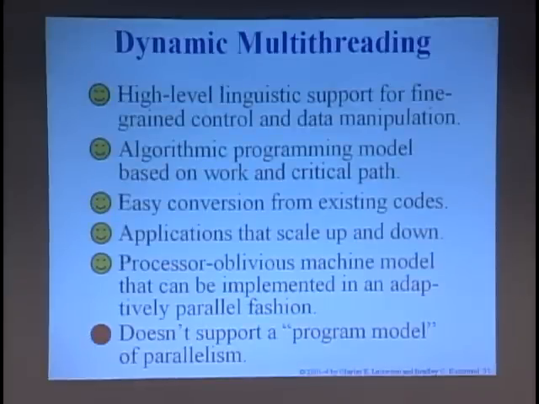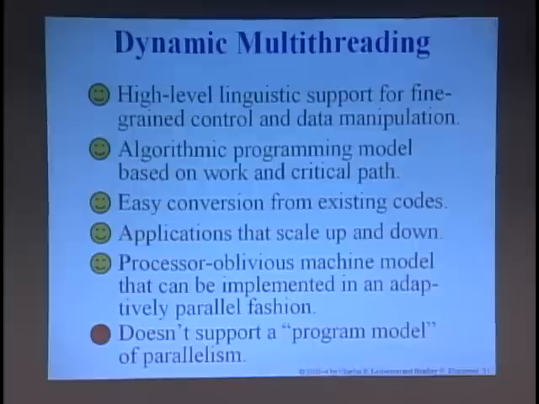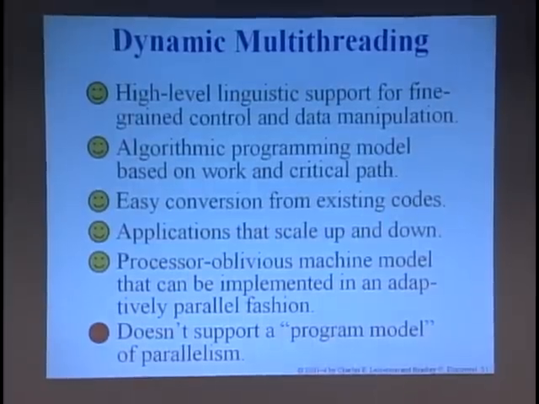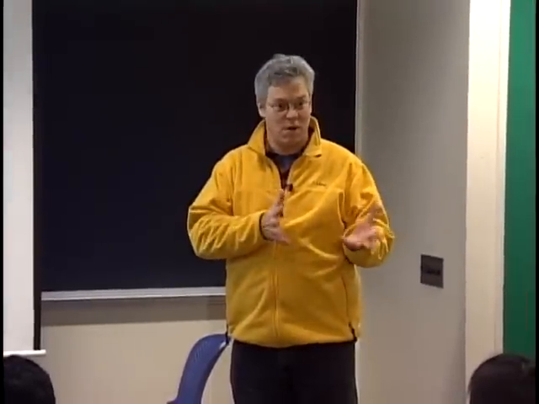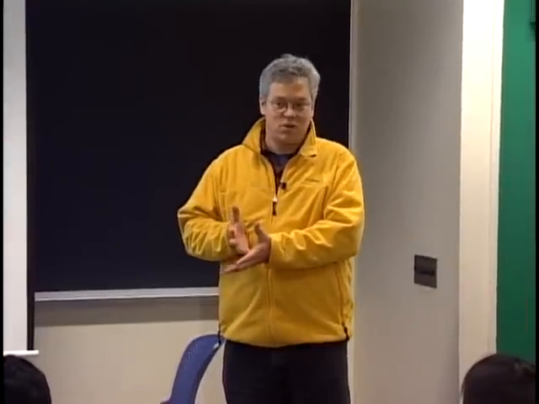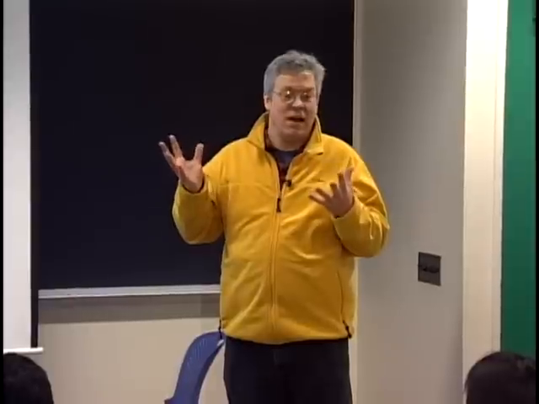So basically, the pitch here is that you get some high-level linguistic support for this very fine-grained parallelism. It's an algorithmic programming model, so that means you can do engineering for performance. There's fairly easy conversion of existing codes, especially when you combine it with the race detector. You've got this factorization of the debugging problem into debugging your serial code. You run it with all the Cilk stuff turned off, you elide the program and make sure your program works. Then you run it with the race detector to make sure you get the same answer in parallel, and then you're done.